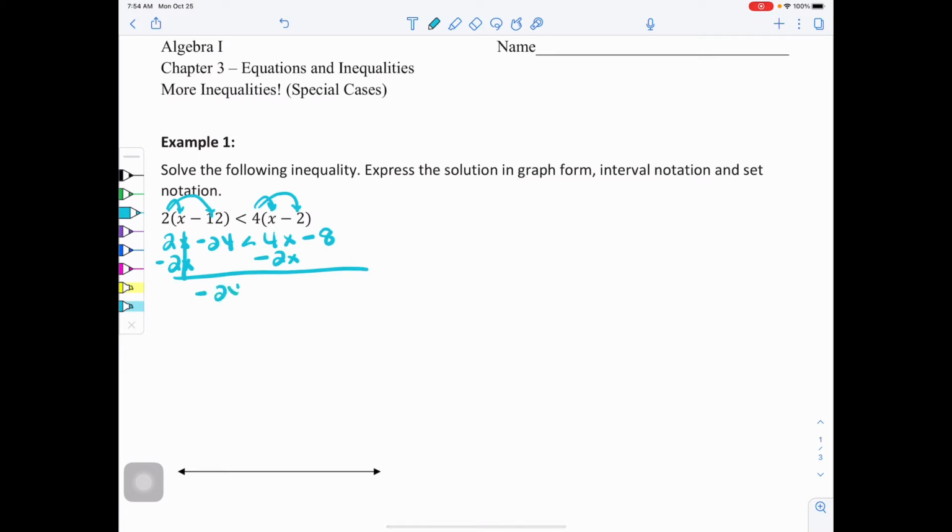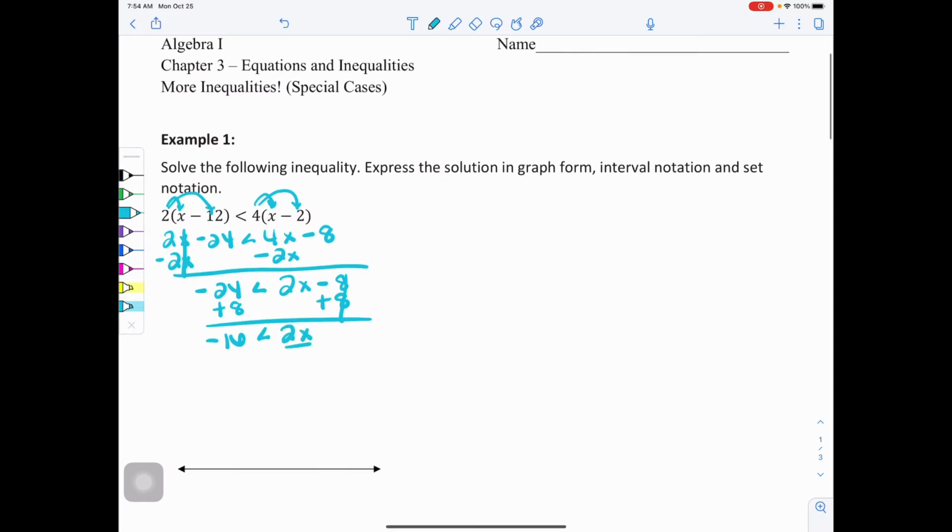So I get negative 24 is less than 2x minus 8. I'm then going to undo my subtraction by adding. So I end up with negative 16 is less than 2x. And then I would have to divide by 2 in order to get x by itself. So negative 8 is less than x. No need to flip or switch the symbol. We never divided or multiplied by a negative.